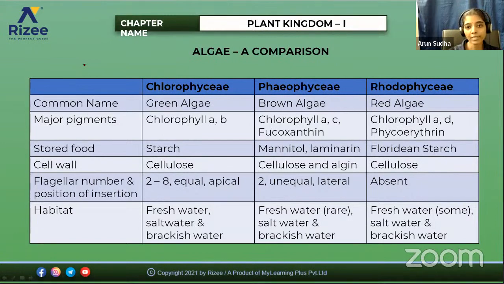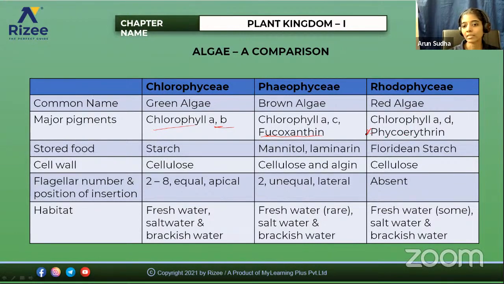What are the main differences between Chlorophyceae, Phaeophyceae, and Rhodophyceae? The common name of Chlorophyceae is green algae, Phaeophyceae is brown algae, and Rhodophyceae is red algae. The main pigments present in green algae are chlorophyll a and b, similar to those of higher plants. In brown algae, it is chlorophyll a, chlorophyll c, and fucoxanthin. And in Rhodophyceae, it is chlorophyll a, d, and phycoerythrin. It is called R-phycoerythrin. In some cases, it will be written as C-phycoerythrin.